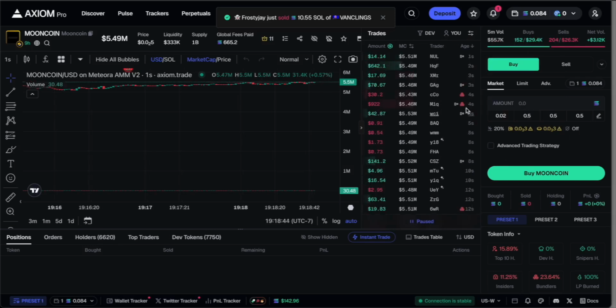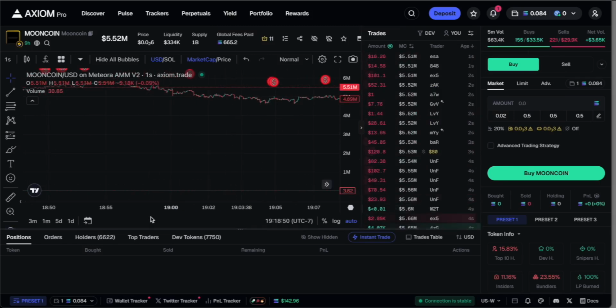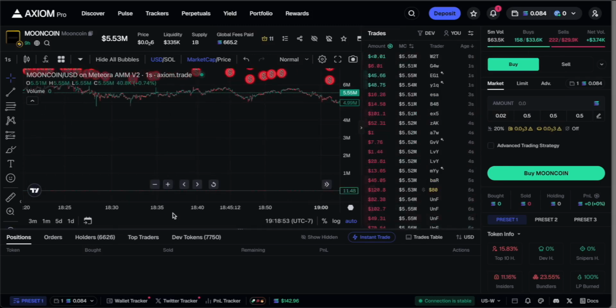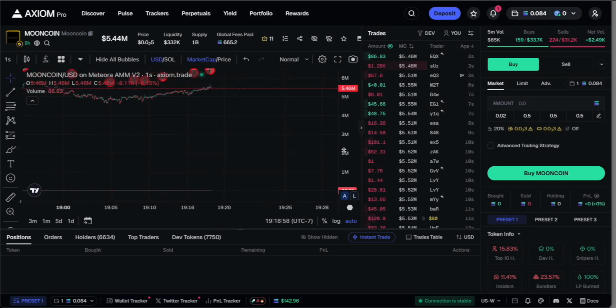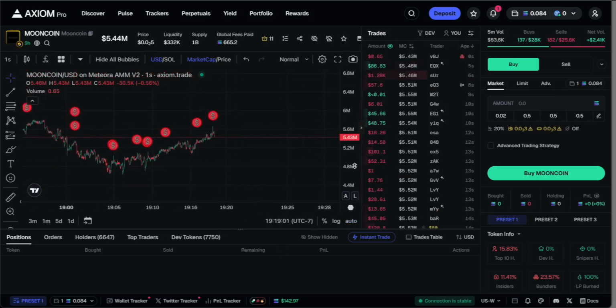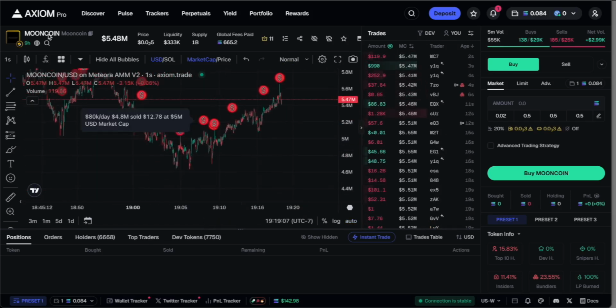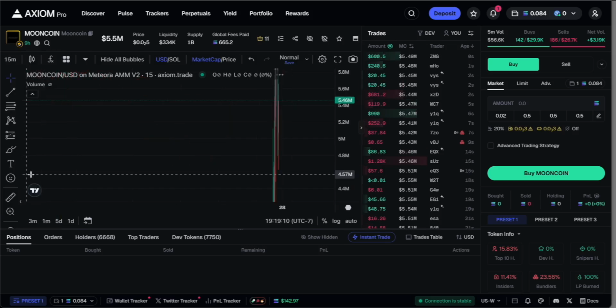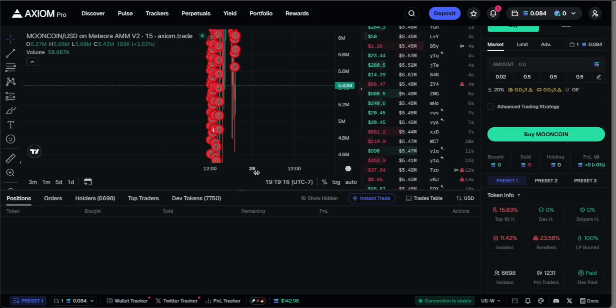All of these red dots are the bundle buys, and this one looks pretty manipulated because there's not a lot of up and down movement, and it's hovering. If this was an organic token, it would probably not hover this high. Actually, I might just be zoomed out wrong. This is possible. I'm actually not sure about this one. But yeah, that's the core of that.